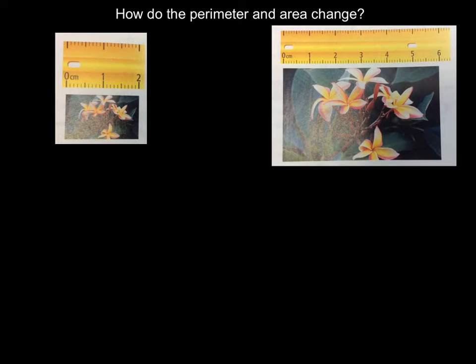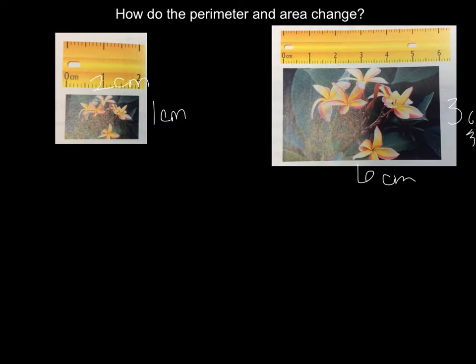How do the perimeter and area change? So here I have a painting that is 2 centimeters long, must be 1 centimeter high. And here I have a painting that is 6 centimeters long, and it's going to be 3 centimeters high. Okay, so let's find the perimeter. So this is a 2 by 1 and this is a 3 by 6, all centimeters.